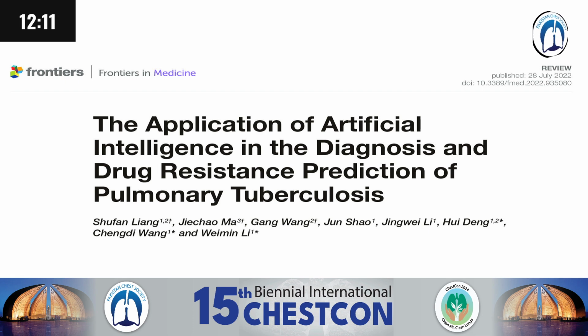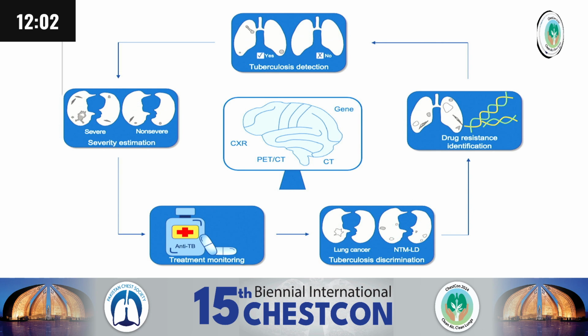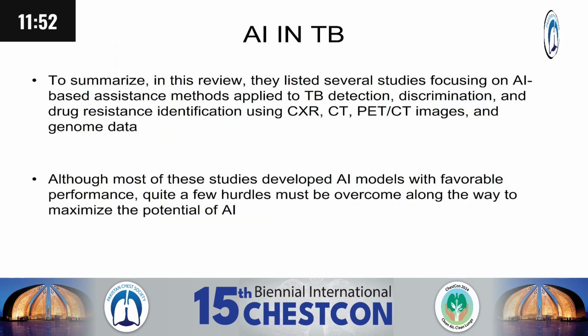This is another application which is important to us. AI can be used for the diagnosis and for the drug-resistance prediction of pulmonary TB. And this is basically how it is done. You can feed in all the chest X-rays, the CT scans, and the molecular data, and then come up with a program. I mean, this is not working now. Most of the studies are in favor, but AI can help to detect TB and also detect multi-drug resistance.